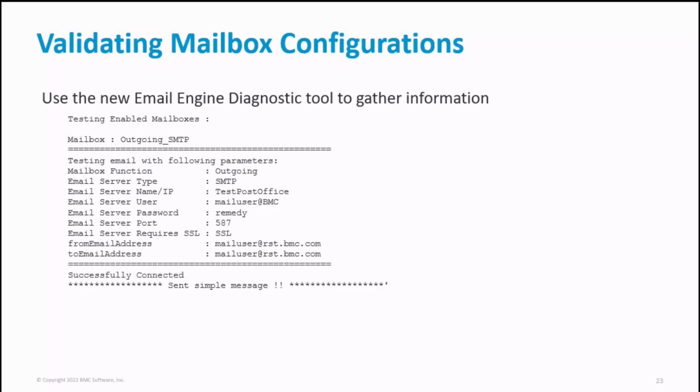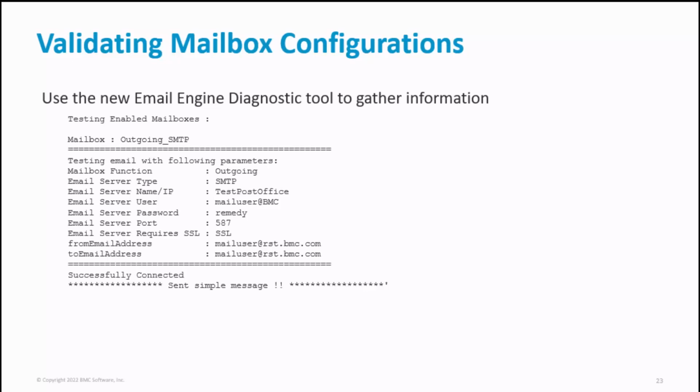The log will show that it performed the test, what values it used, and what the results were. It also has an option to show passwords in clear text. This is disabled by default, but does allow you to validate that the test was using the correct password if you like. The screen shows a successful test for an outgoing SMTP mailbox.